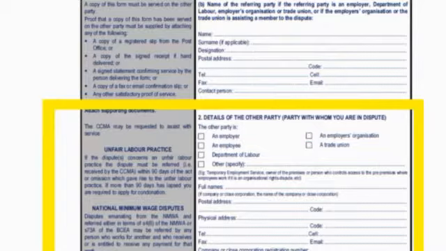Section 2, details of the other party. Often in my experience, the employee is the person that refers the case to the CCMA and the other party is the employer. So you would tick employer here and then you would put in their details. Make sure to put in the right cell number and email address here as well.